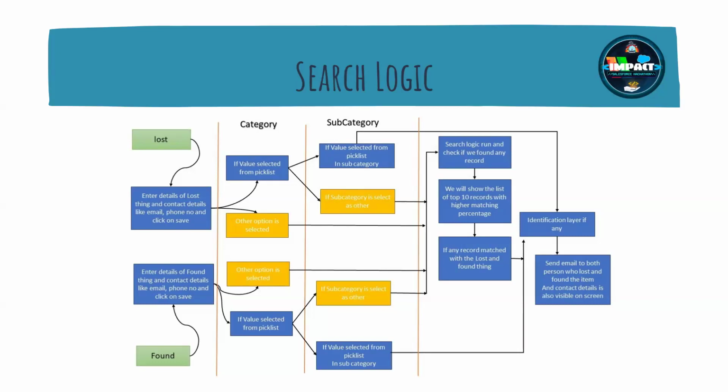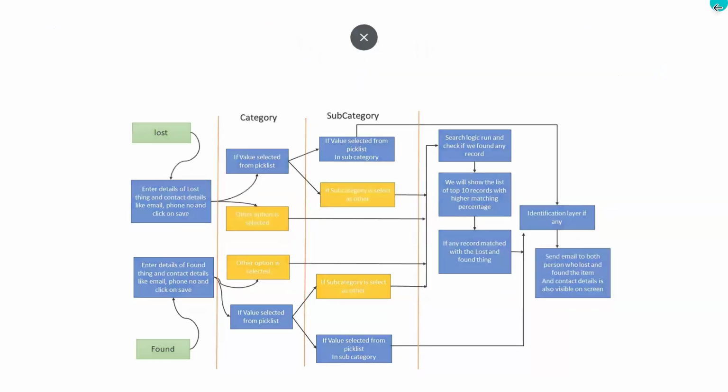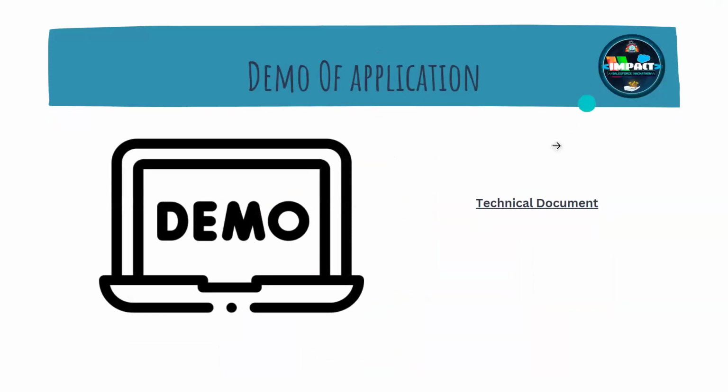We have a description field for that, and we'll search that description field in our database with a character matching logic, and we'll show the top 10 matching records. We'll see it in a demo as well, more clearly, how it works. So we'll move to the next slide. Okay, let's start with the demo.